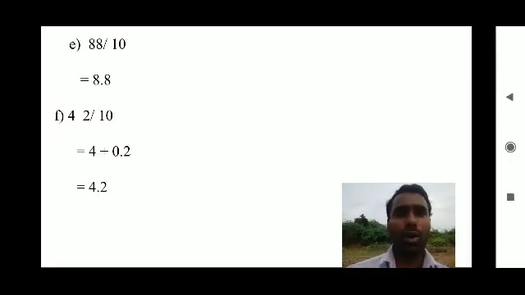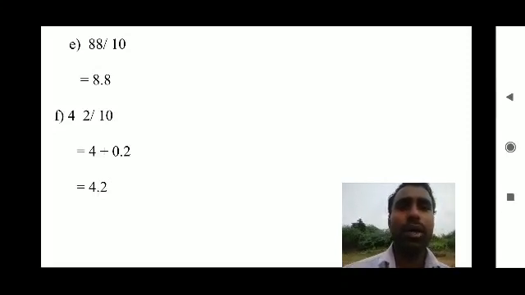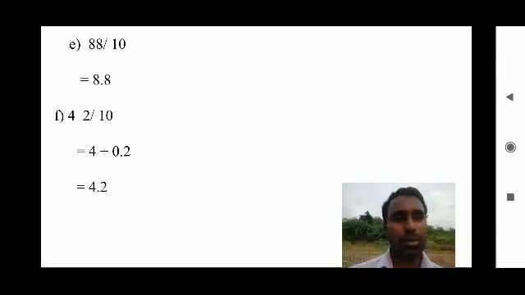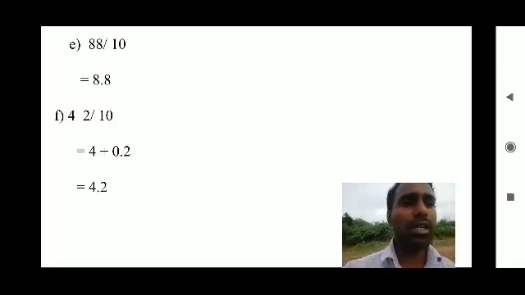Next one, 4 2 by 10, right? So 4 2 by 10. So here 4 plus 2 by 10, 0.2, so 4.2. Okay. Otherwise you can change the mixed fraction into an improper fraction. 4 into 10, 40, 40 plus 2, 42, so 42 divided by 10, and for 1 0, 1 point, so 4.2 will come. Any one method you can use. So 4.2 is the answer.